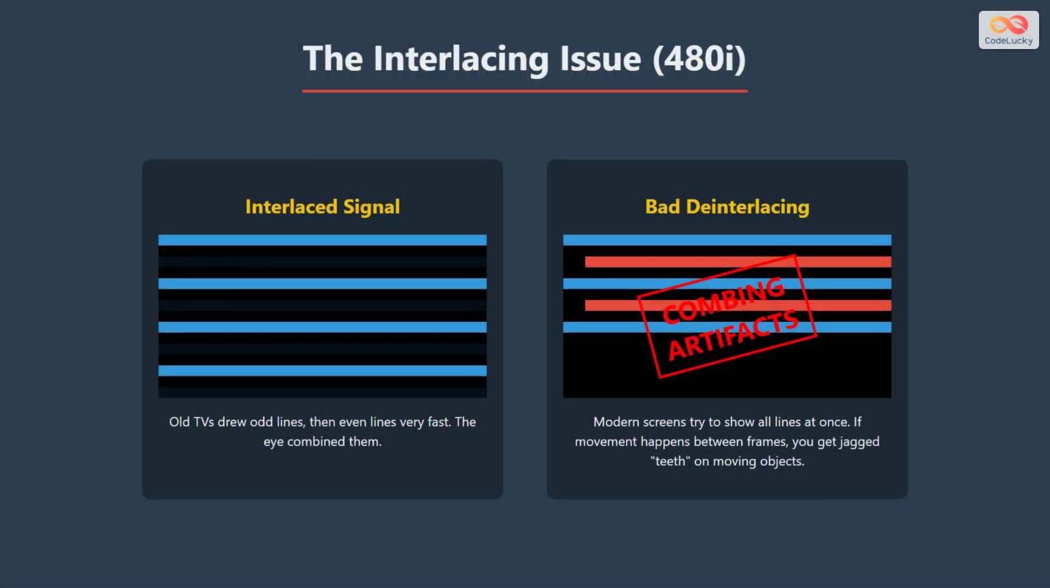Later consoles like the PlayStation 2 often used interlaced video, or 480i. This sent half the image in one frame and the other half in the next. CRTs handled this naturally. But modern screens are progressive. They show the whole image at once. If the interlacing is bad, you get combing artifacts, which look like jagged horizontal lines whenever something moves on screen.